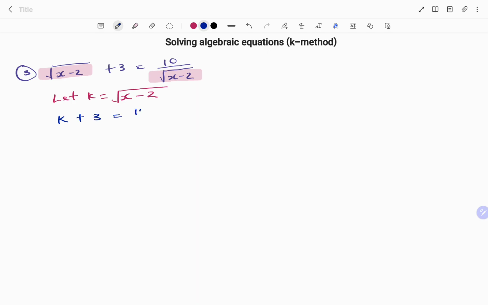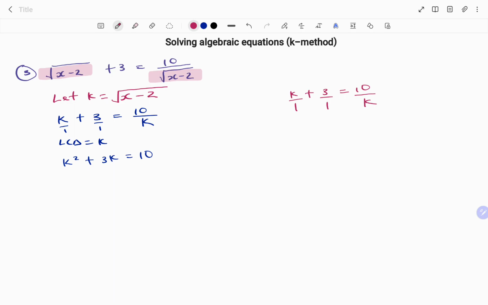So that will be 10 over k. My LCD is k because this is over 1 over 1. So therefore, I'm going to multiply each term by k. So multiplying through by k, I'm going to have k squared plus 3k equals 10. What I did was I have k over 1 plus 3 over 1 equals 10 over k.